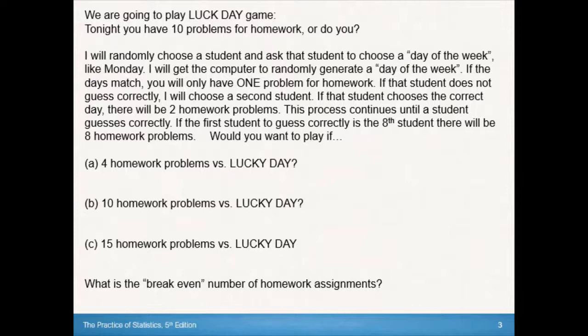If the first person is not correct, then we go to a second person. We randomly choose another person, and that person guesses. And if they guess correctly, that means we were successful on the second attempt, in which case we have two homework problems. And so this will continue until someone guesses correctly. So for example, it might take 12 people before we guess correctly, in which case you would have 12 homework problems.